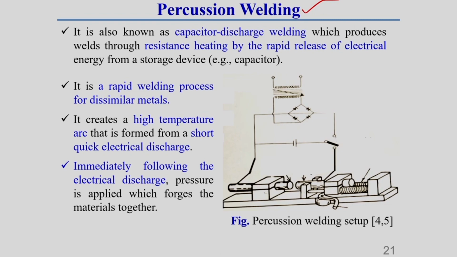It is a rapid welding process for similar as well as dissimilar types of material. It creates a high temperature arc that is formed from a short quick electric discharge, that you should keep in mind. This electric discharge occurs from a capacitor. How it is, that I will explain in details. Here generally immediately following the electric discharge, pressure is applied which forces the material together. So this I will discuss now in details here.